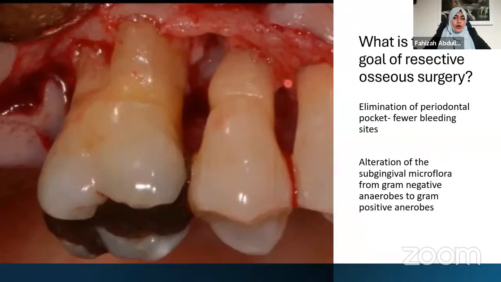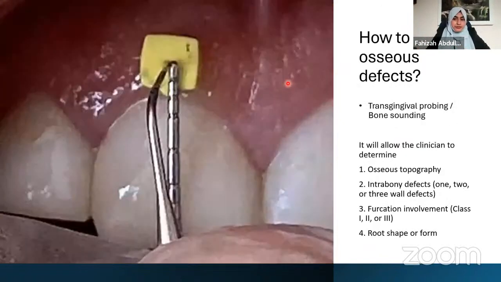So the final goal of resective osseous surgery is elimination of the periodontal pocket, to have fewer bleeding sites, of course, and basically to shift these periodontal pathogens, especially from gram negative to gram positive anaerobes.